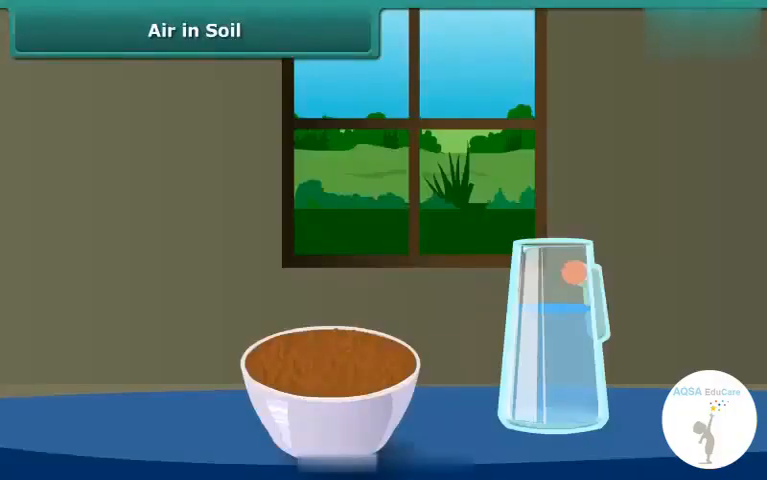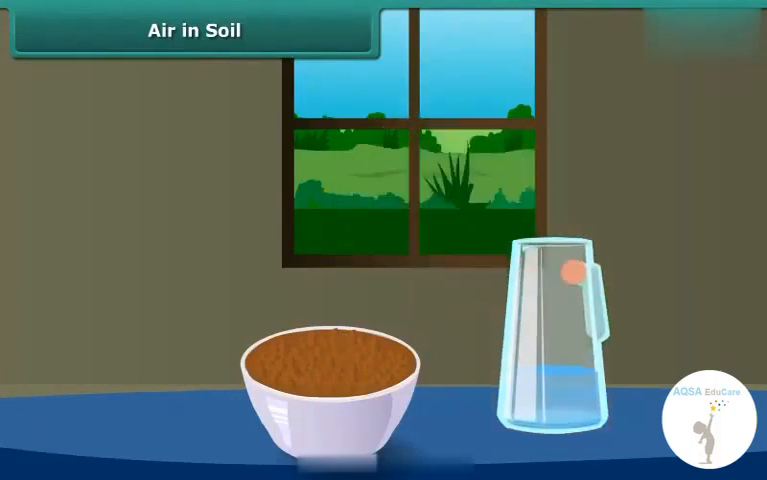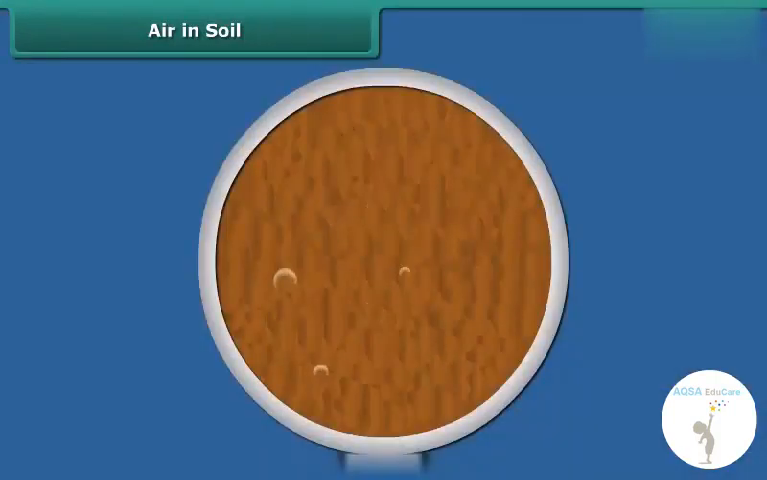How do the organisms living in soil get oxygen? To know this, take some soil in a bowl and pour some water on it. What do you see? You can see that air bubbles are coming out of soil. When water is added to the soil, it replaces the air present in the soil. The air in the soil comes out as bubbles.